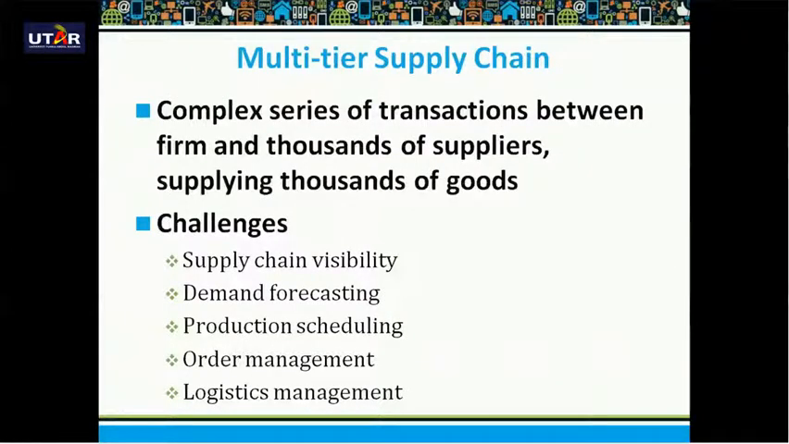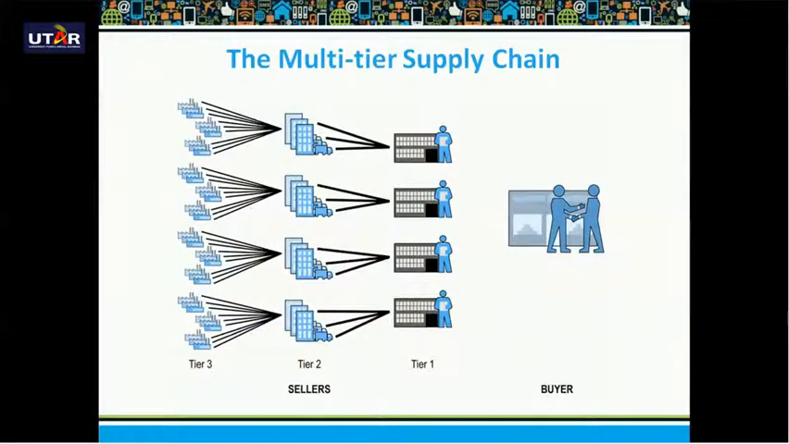A multi-tier supply chain is a complex series of transactions between firms and thousands of suppliers supplying thousands of goods. They also face some challenges and difficulties, for example supply chain visibility, demand forecast, production schedule, order management, and logistics management. You can see the multi-tier supply chain. They have tier 1, tier 2, and tier 3. Tier 3 lists the industry or manufacturers. The second tier is the e-distributor, and lastly tier 1 is the sales center, and then the buyer.